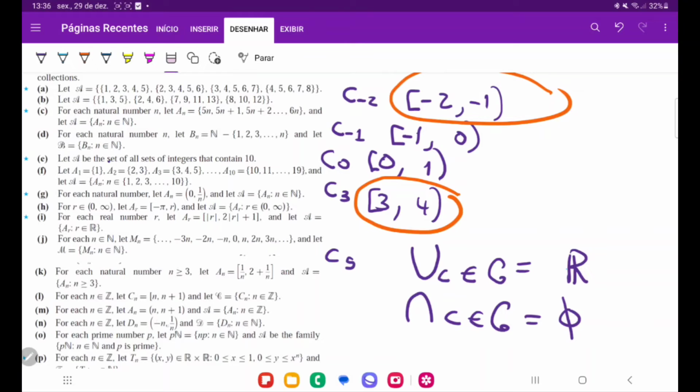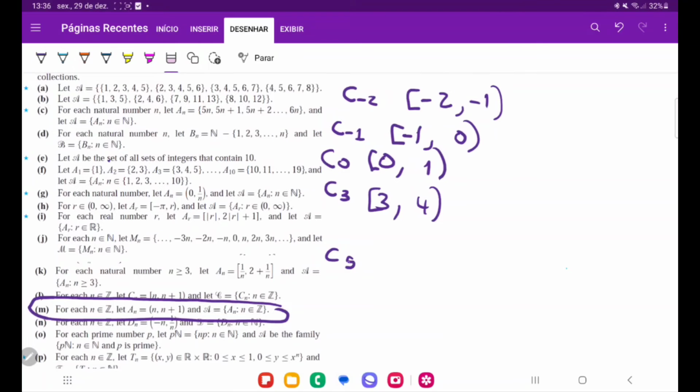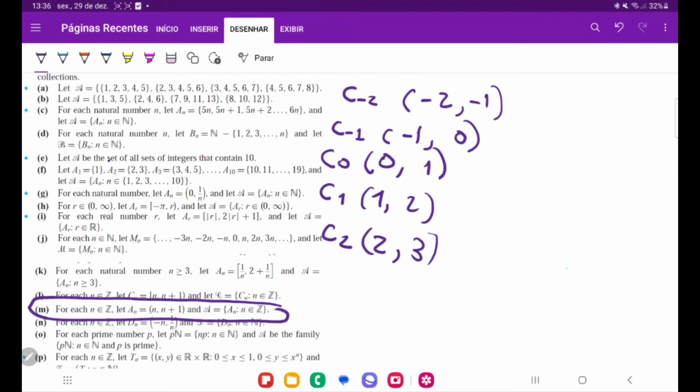So let's do M. M is similar. The only difference is that the left-hand boundary is excluded. And let me put in a couple of examples here as well. So the left-hand boundary is going to be excluded. C1 is going to go from 1 to 2, and then C2 is going to go from 2 to 3, and so on and so forth.